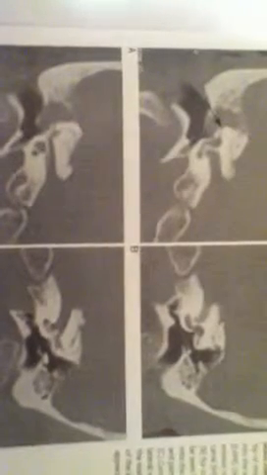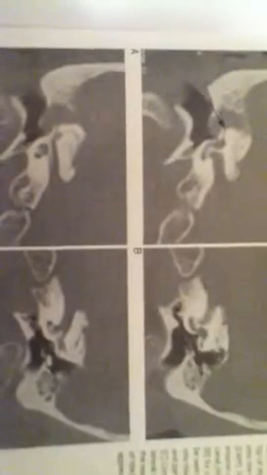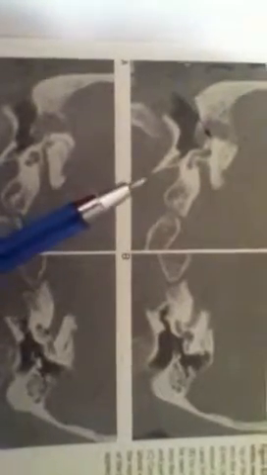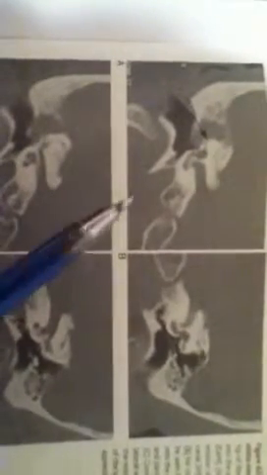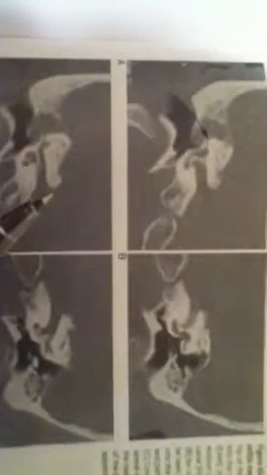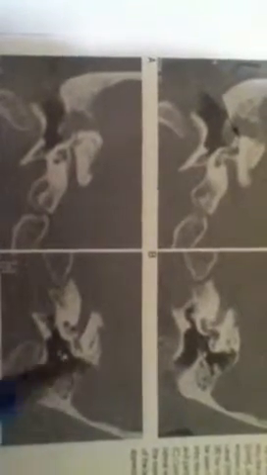Now we are going to look at the CT features of chronic suppurative otitis media. Picture A shows the pathology, and you're going to compare it with the normal side in picture B. A and B are the coronal images, whereas C and D depict the axial images.